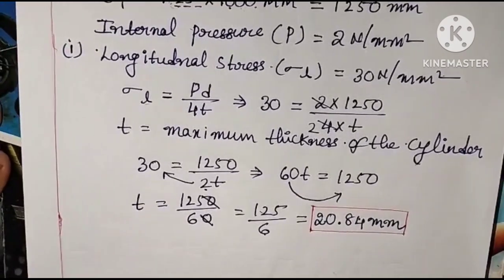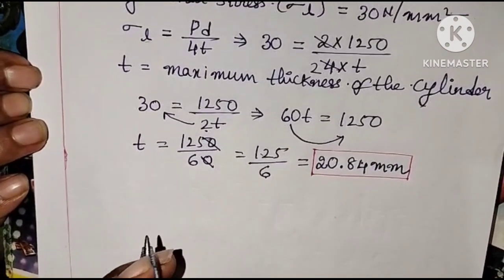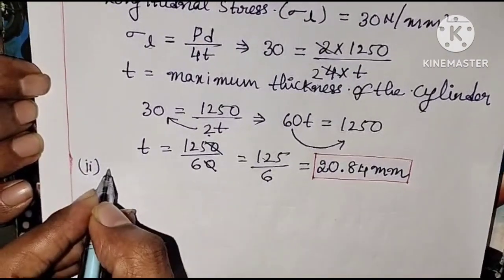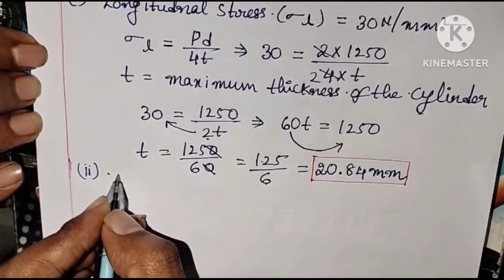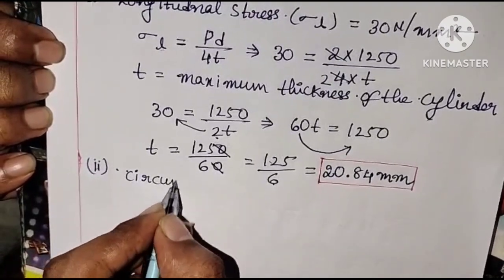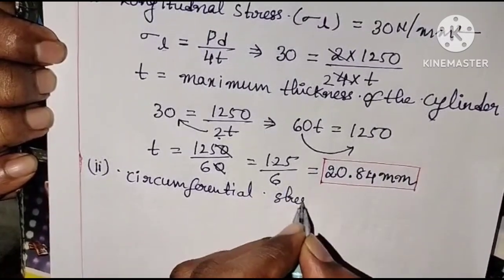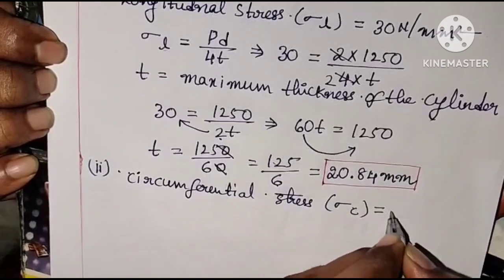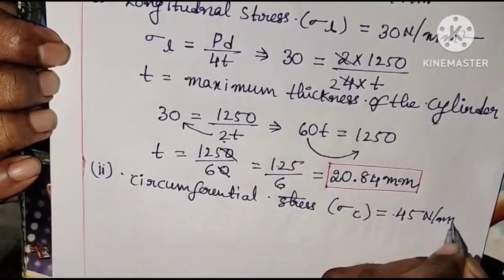And coming to the second part. In the second part, given the maximum circumferential stress, or hoop stress. What is the other name of circumferential stress? Hoop stress. So sigma c is equal to 45 Newton per mm square.